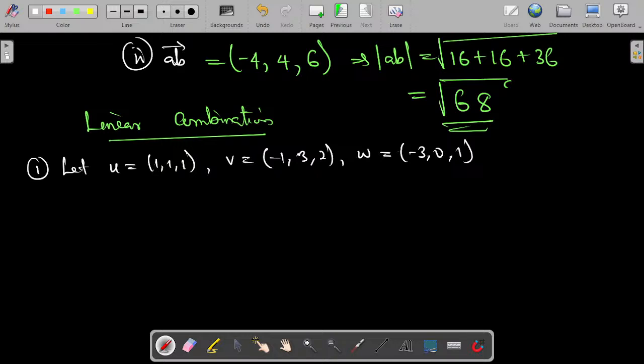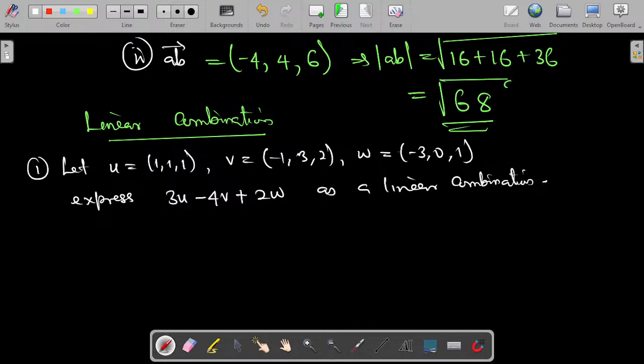Okay, so the question now says, express 3u minus 4v plus 2w as a linear combination of, you can say, of ijk if you want. So now this is actually a linear combination of these three.